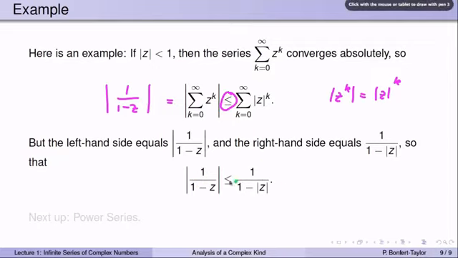By the way, you could have found the same inequality simply by observing that 1 minus z, the denominator of this expression, is greater than or equal to, by the reverse triangle inequality, 1 minus the absolute value of z. And then taking reciprocals, which will flip the sign around, you get this inequality.